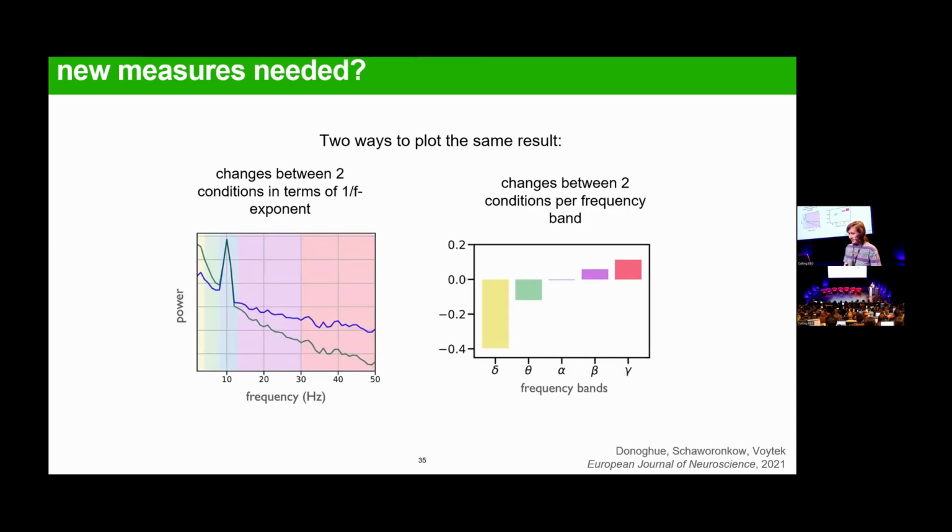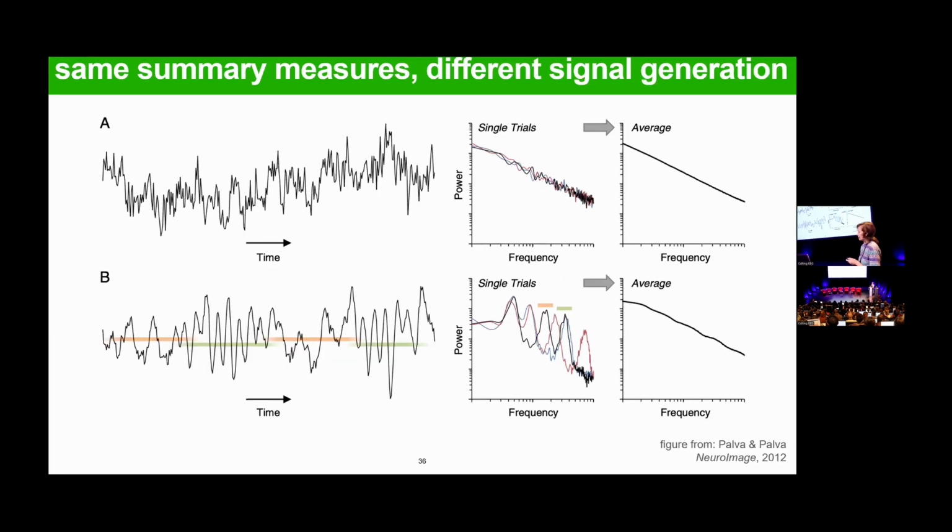Let's see. Right. Okay, let's skip that. Because in general, a spectrum is a summary measure. It's like a mean, because in all the previous slides, I basically averaged across time. But across time, many things could happen.